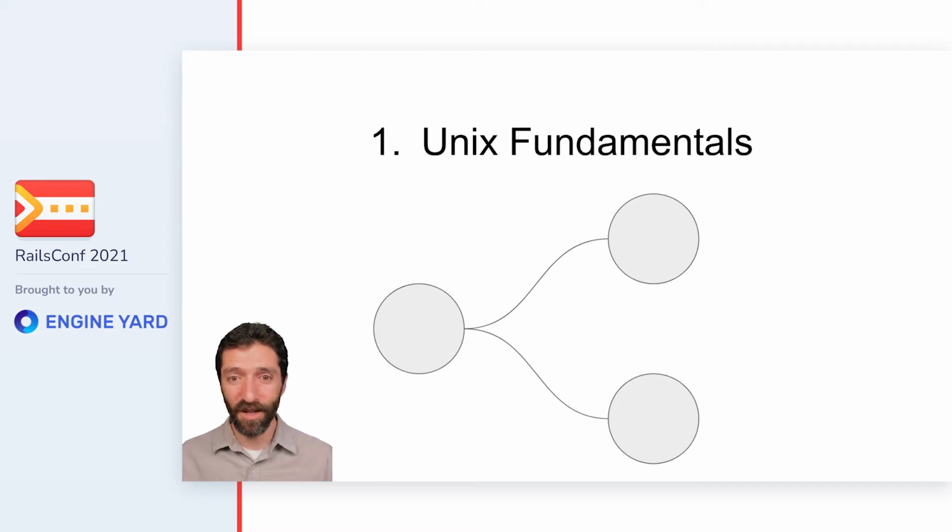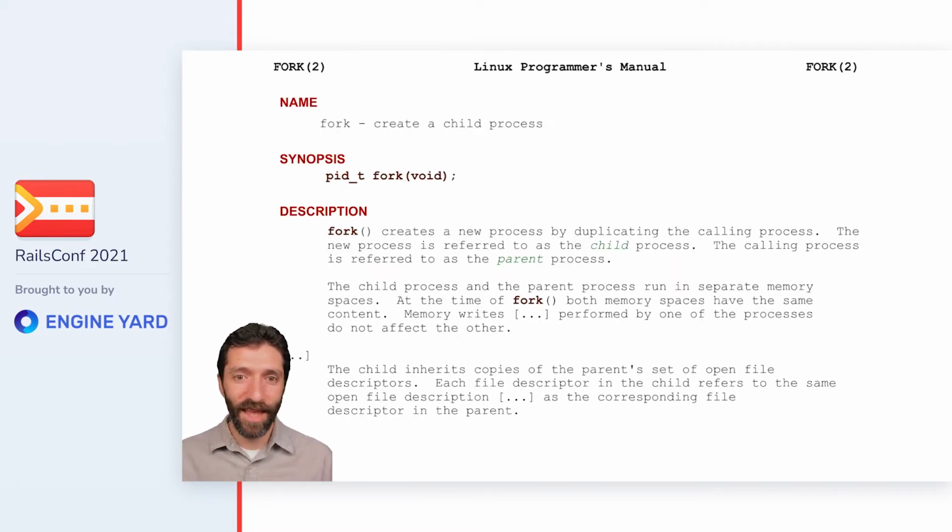All right, first off, Unix fundamentals. What exactly is the fork system call? What does it do, and where did it come from? As a starting point, let's look at the current documentation from the Linux man pages project. Here it says, fork creates a new process by duplicating the calling process. The new process is referred to as the child process. The calling process is referred to as the parent process. So a call to fork duplicates a single process into parent and child so that each can run independently. And if the system has more than one CPU, they can even run in parallel.